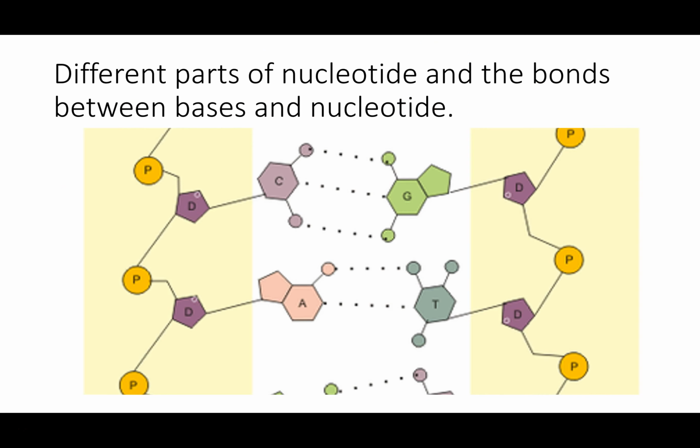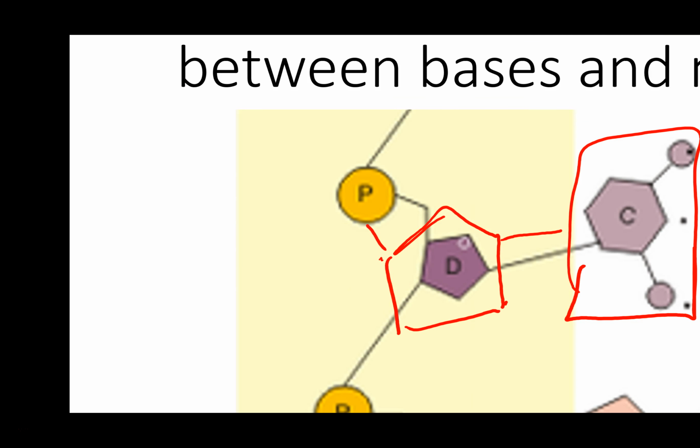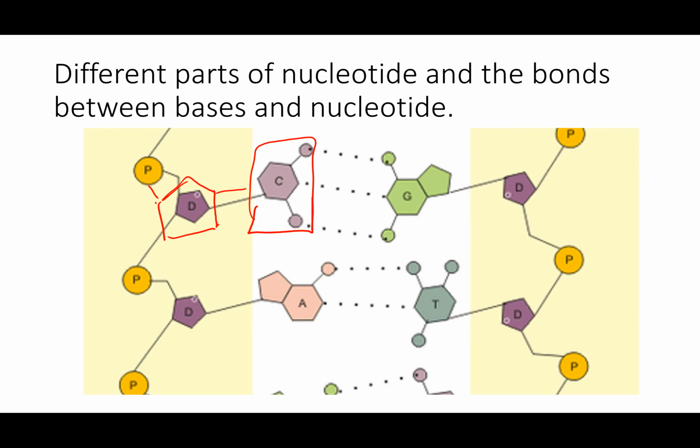Next, you need to be able to identify the basic parts of a nucleotide. A nucleotide is made out of a nitrogenous base. Usually we use a square to represent a nitrogenous base, a pentagon to represent a pentose sugar, and then a P or a circle to represent a phosphate group.